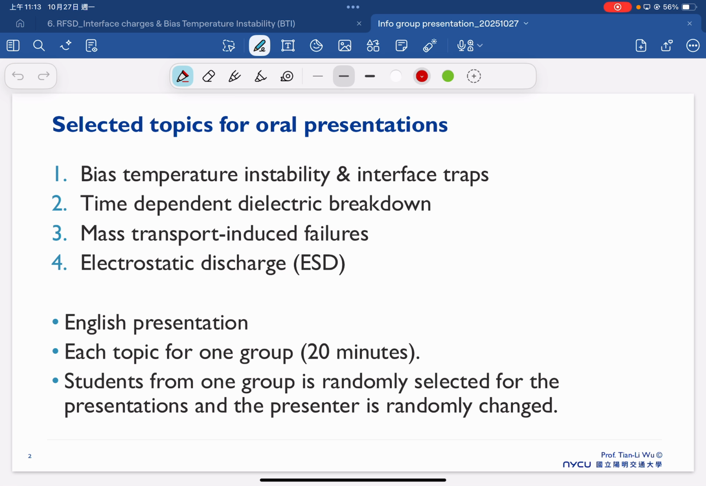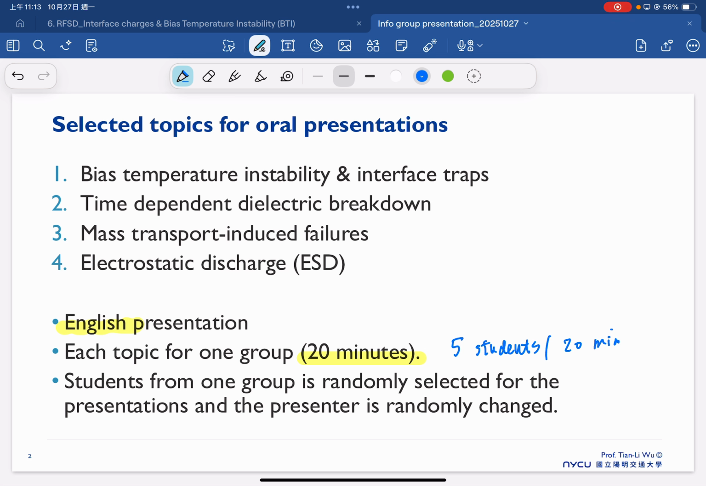And therefore, for the oral presentation, the first requirement is a very short English presentation, and each topic is only 20 minutes. Because the number of students in this classroom is quite large, each group has 5 students, and the 5 students present for 20 minutes. I think that's not that difficult. Everyone just needs to have 4 minutes.